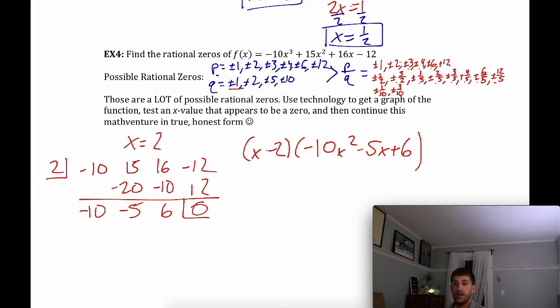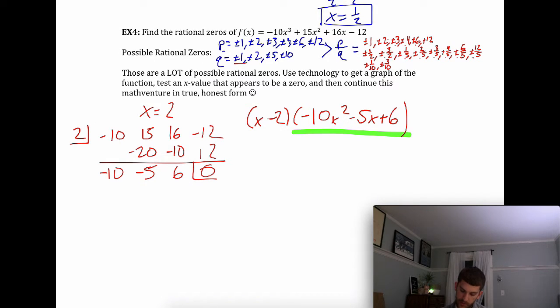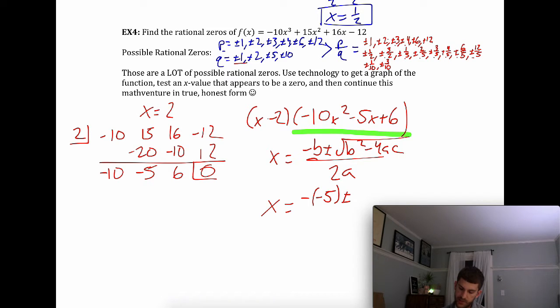Now I'm looking at that and I gotta be honest, that doesn't look like the easiest thing that we could ever factor. So we're gonna use the good old quadratic formula. The quadratic formula, remember, is x equals -b plus or minus the square root of b squared minus 4 times a times c, all over 2 times a. So we have x equals -b. Well, b is -5, so we got -5. We'll clean that up in a second. Plus or minus the square root of -5 squared minus 4 times -10 times 6, all over 2 times -10.